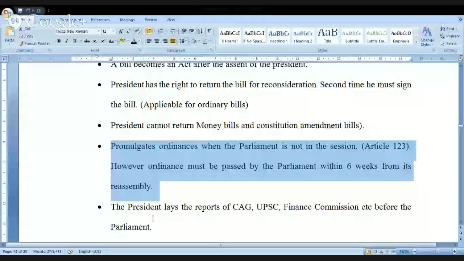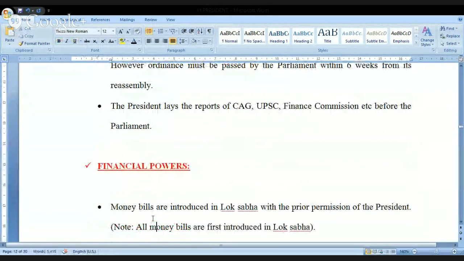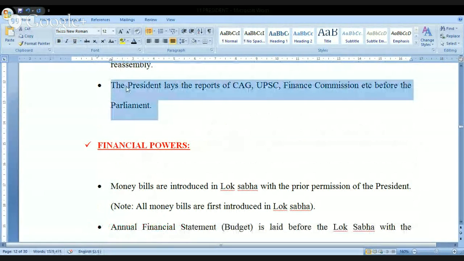Some more points are there with me. I'll show it to you after some time. But let me continue this discussion now. Look at this. The president lays the reports of CAG, UPSC, Finance Commission, etc. before the parliament. What do you mean by this here? Again, important.